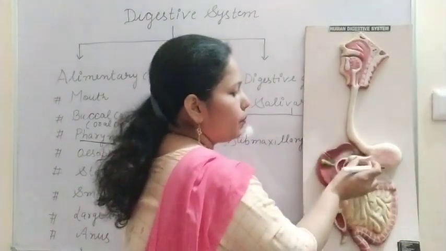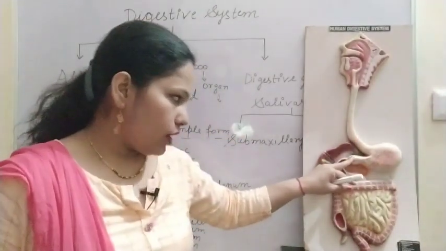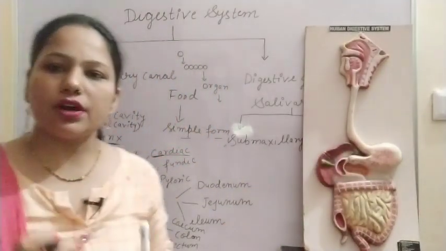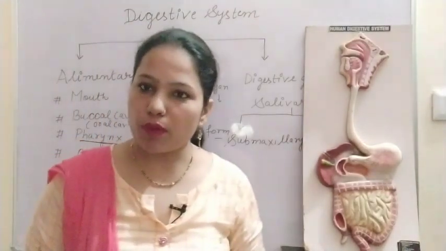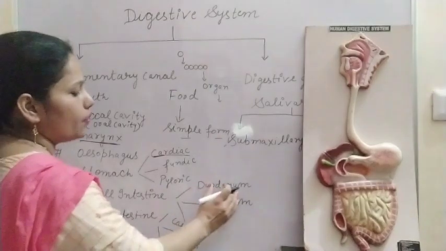Next is the pyloric part of the stomach. This part is directly attached to the first part of the small intestine. And what is the first part of the small intestine? That is known as the duodenum.